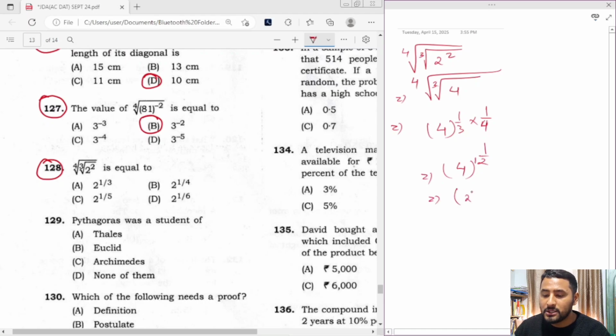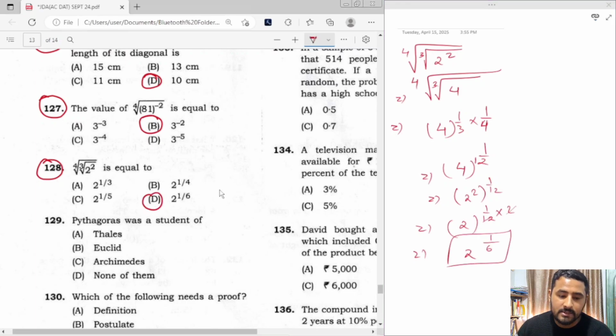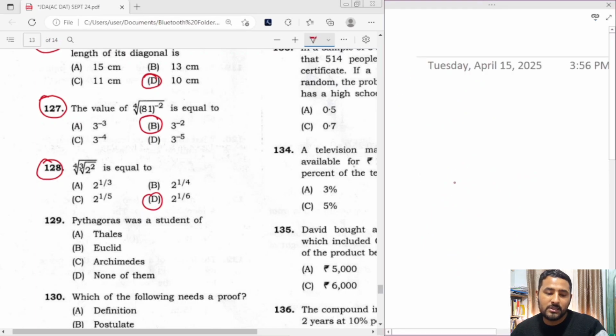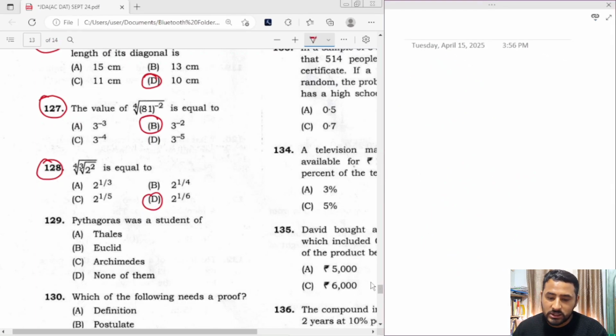Now 4 can be written as 2 square, 1 by 12, right? Now, like I said, power can be multiplied into 2. You cancel this one, you'll get 2, 2, 6, 1 by 6. This will be the answer, okay? 1 by 6. So question number 128 is option number D.